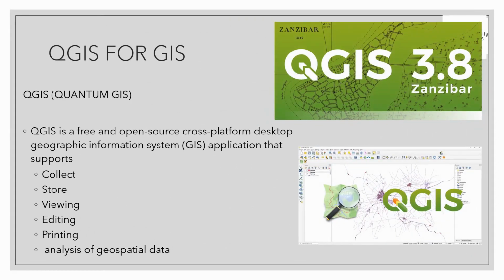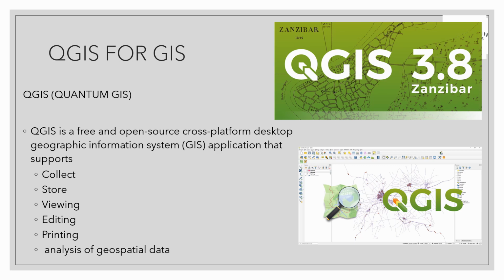QGIS, also known as Quantum GIS, is the leading open source GIS software. QGIS is free and open source cross-platform desktop Geographic Information System application that supports viewing, editing, printing, and analysis of spatial data. QGIS functions as Geographic Information System software, allowing users to analyze and edit spatial information.